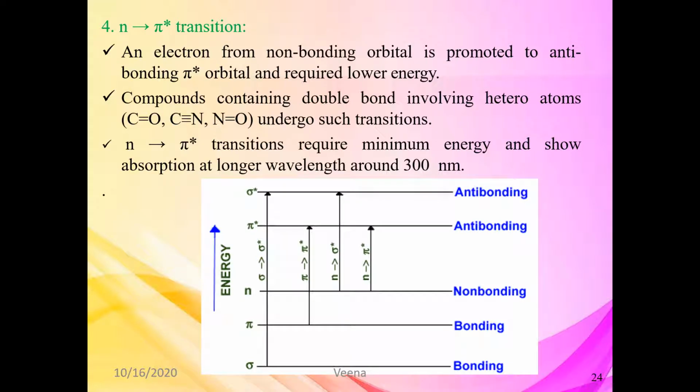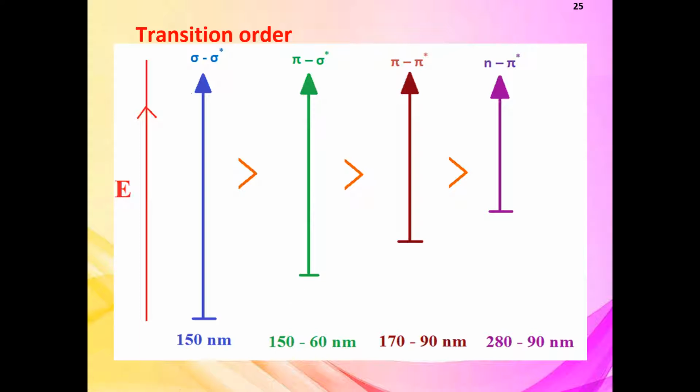Students, in the last class I covered the different types of electronic transitions, namely n to pi star transition, n to sigma star transition, pi to pi star transition, and sigma to sigma star transition. And I told you the meaning of these kinds of transitions also. The order of energy required for these transitions is as given in the figure.